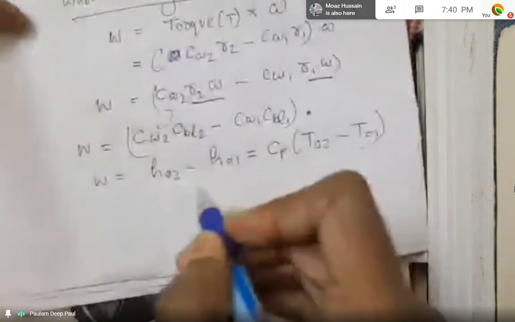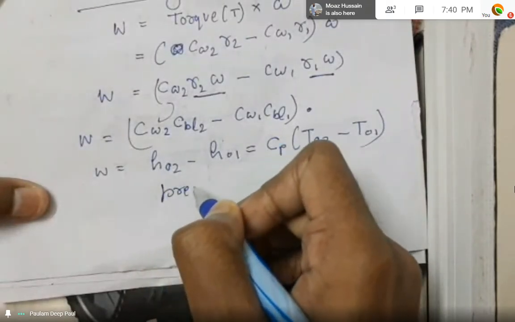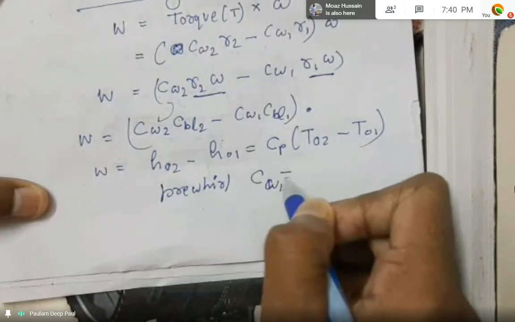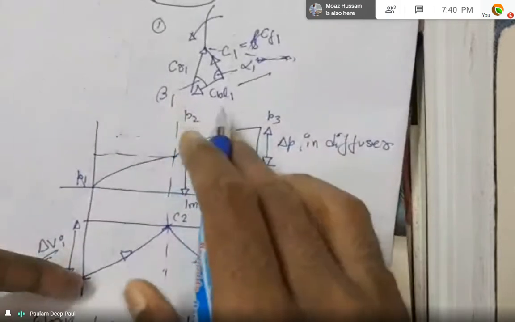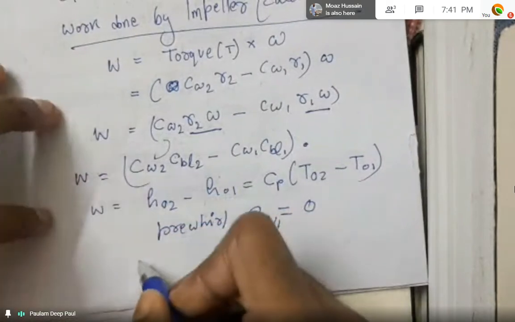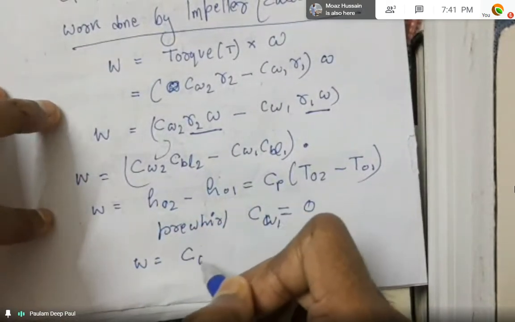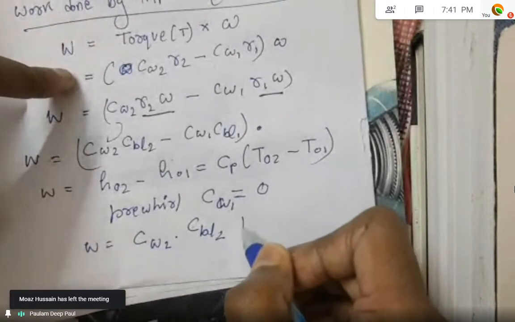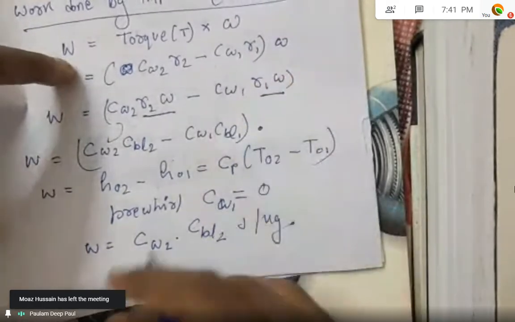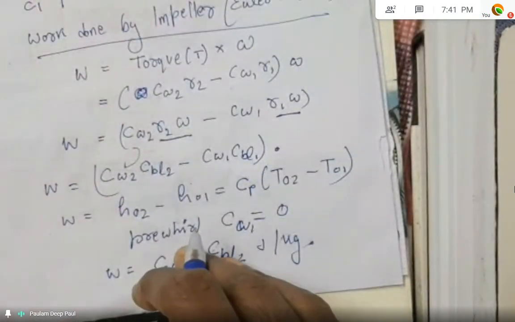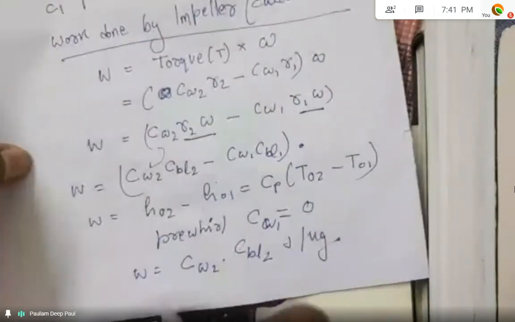So if there is no pre-whirl condition, by pre-whirl I mean that CW1 is equal to 0, which we are doing in this radial diagram, it makes it even easier for us to calculate the work done, that is CW2 multiplied by CBL2, in joules per kg, that is per kg of mass that we have already considered. Now we get this equation.